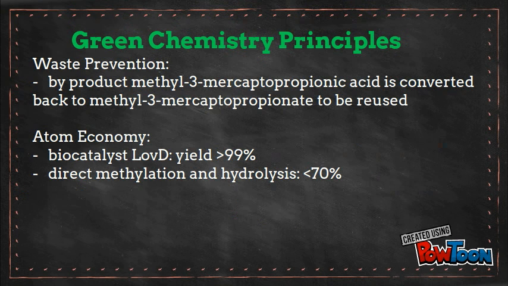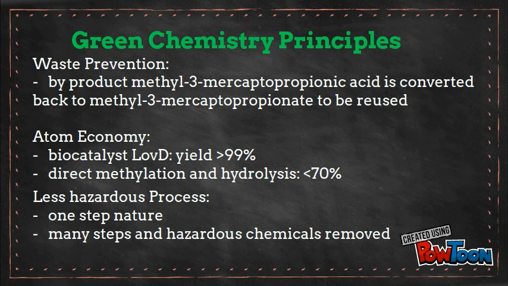Green chemistry principles. The byproduct of the reaction, methyl-3-mercaptopropionic acid, is converted back to methyl-3-mercaptopropionate to be used again. Through the use of the biocatalyst LovD with monacolin J, a yield of 99% or greater was obtained, whereas the old methods of direct methylation and hydrolysis gave less than 70%.